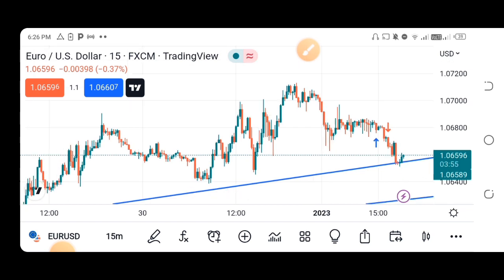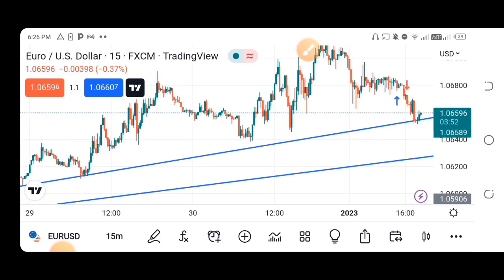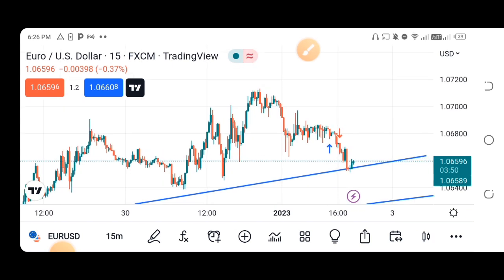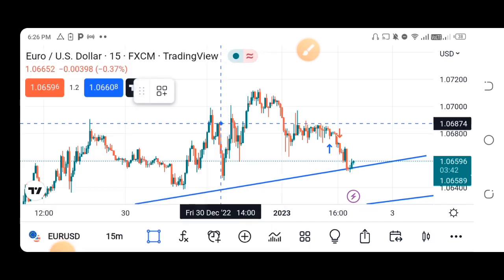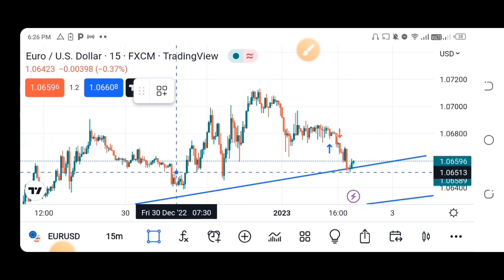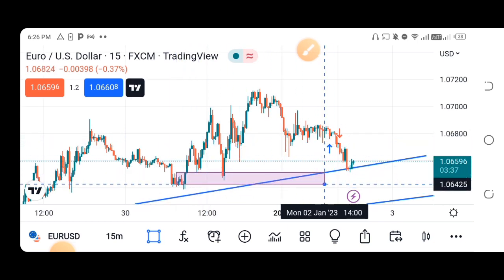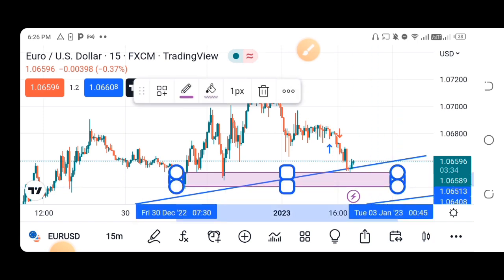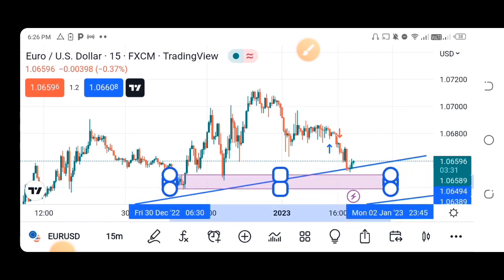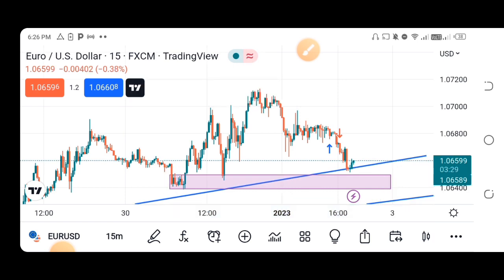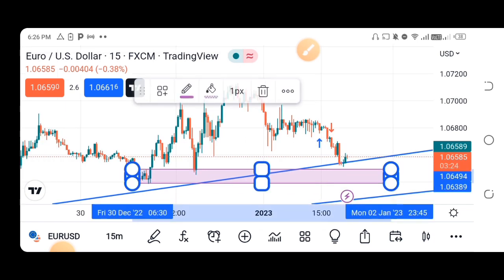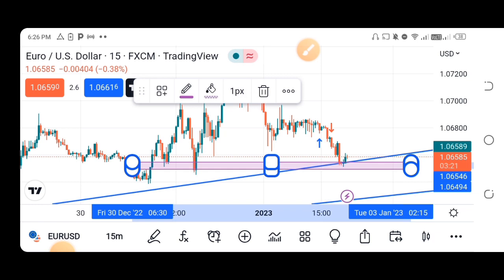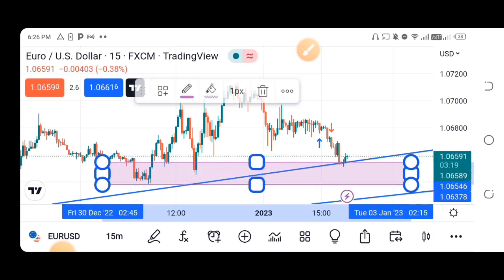And as you can see, this is our trend line, yeah, and this can be our support zone, guys. Remember I taught you guys how to draw support and resistance. So this can be our support zone. Now the market is coming down to this zone again. This is our support zone.